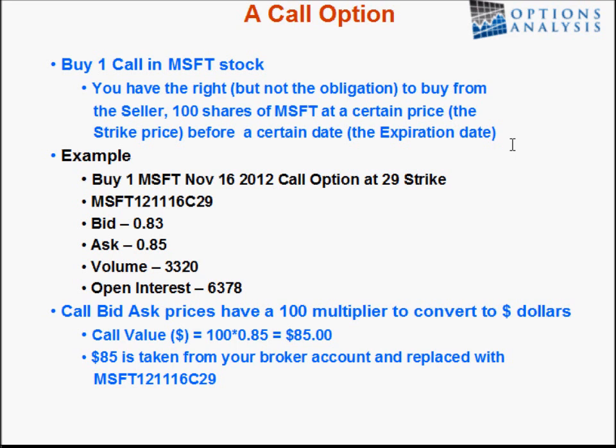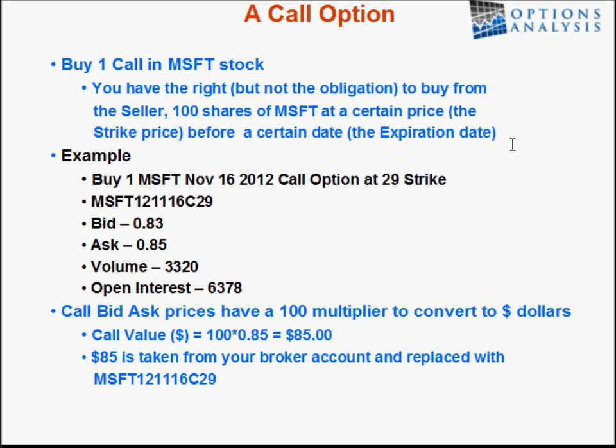Notice that it gives you the right but not the obligation. An example is to buy one Microsoft November 16, 2012 call option at a 29 strike. This means that we will be purchasing the right to buy from our seller 100 shares of the Microsoft stock at a price of 29 sometime between now and November 16, 2012. November 16, 2012 was a future date when this presentation was made in October.